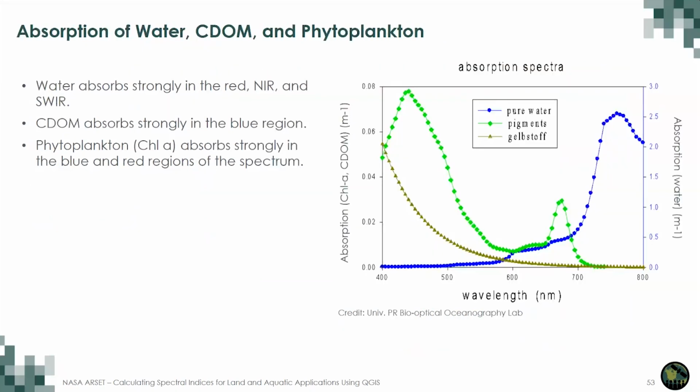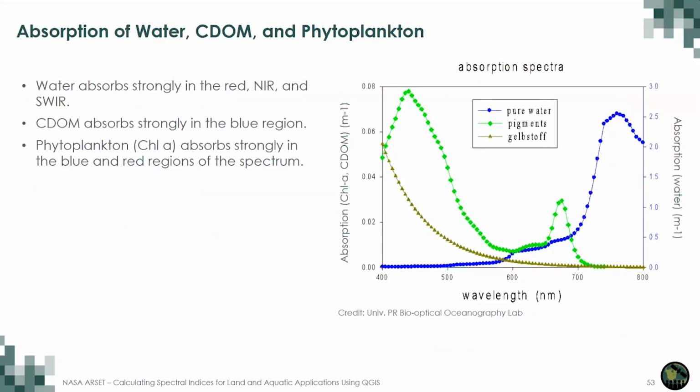Unlike land surfaces, water itself absorbs strongly in the red, near-infrared, and shortwave infrared regions of the spectrum. Even in highly turbid environments, water is opaque or black in the shortwave infrared region. This can be used to our advantage when analyzing coastal regions, as these wavelengths can be used for atmospheric corrections.